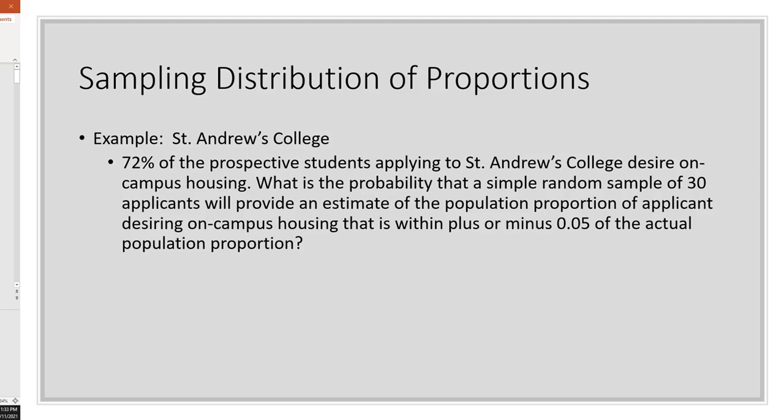So here we're going to look at prospective students at St. Andrews College wanting on-campus housing. We want to first know if we can use the normal distribution to find out if a sample of 30 students will reflect the population proportion.